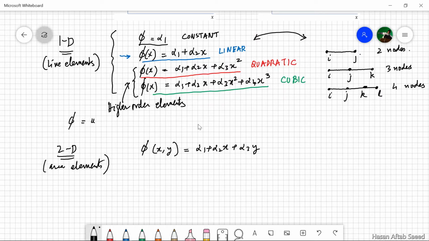Now you need to calculate three coefficients, and the simplest 2D figure is the triangle, and you have three nodes of the triangle, which fits nicely with our requirement of calculation of three coefficients. So this is the element that corresponds to this displacement function. Now this is a linear function.